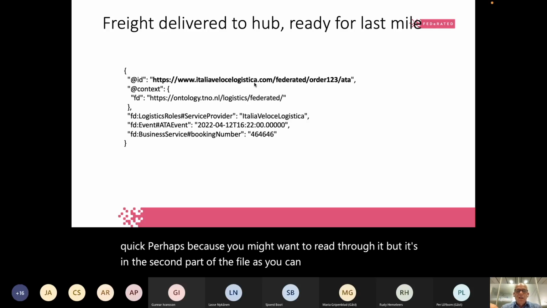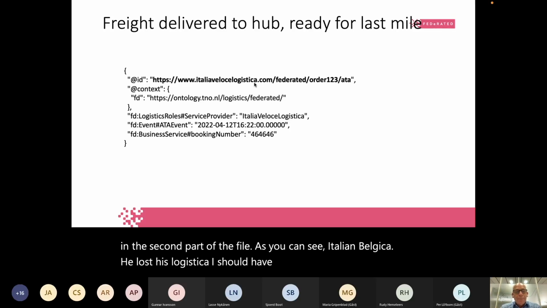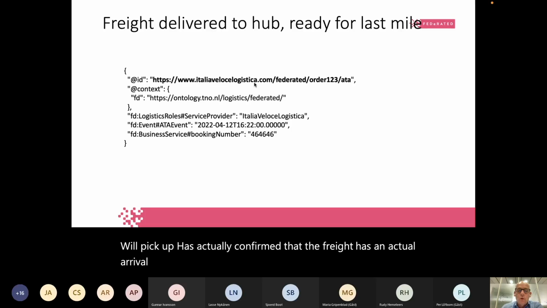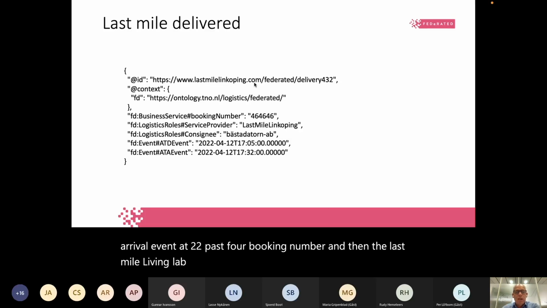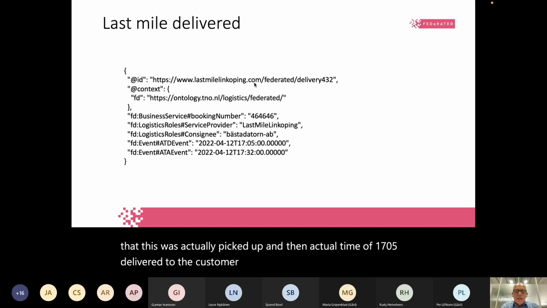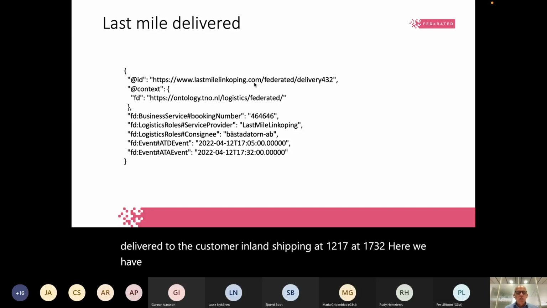Italia Veloce Logistica, I should have used Dutch, will pick up, has actually confirmed that the freight has an actual arrival event at 22 past 4, booking number. And then the last mile living lab says, that's great, same booking number, confirm that this was actually picked up at an actual time of 17:05, delivered to the customer in Linköping at 17:32, right? Here we have a complete exchange of data.